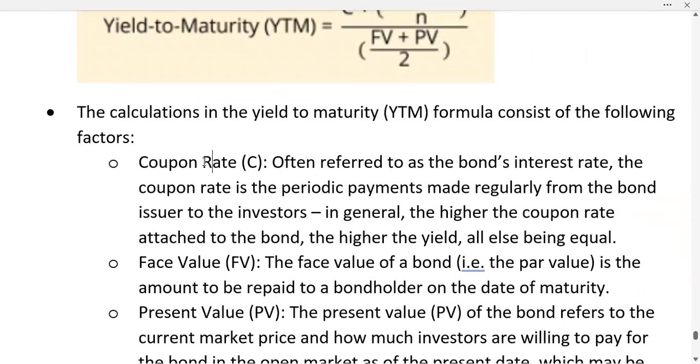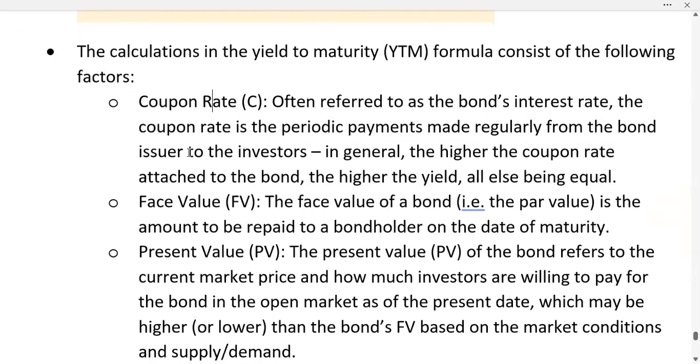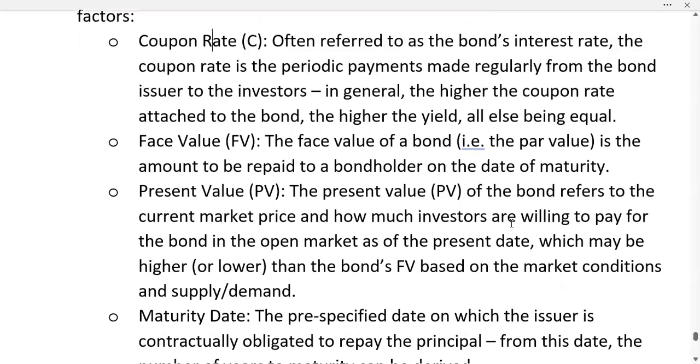So your C, or your coupon rate, is often referred to as the bond's interest rate. And the coupon rate is the periodic payments made regularly from the bond issuer to the investors. In general, the higher the coupon rate attached to the bond, the higher the yield, all else being equal. Your face value, or your FV, also known as your par value, is the amount to be repaid to a bondholder on the date of maturity.